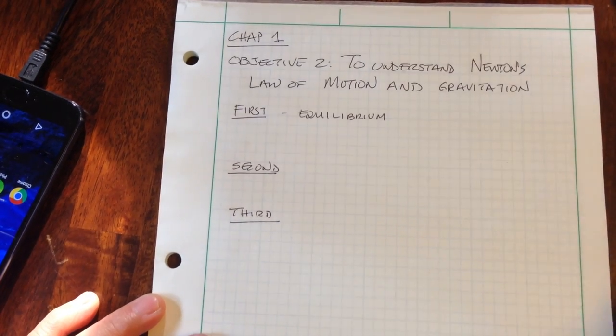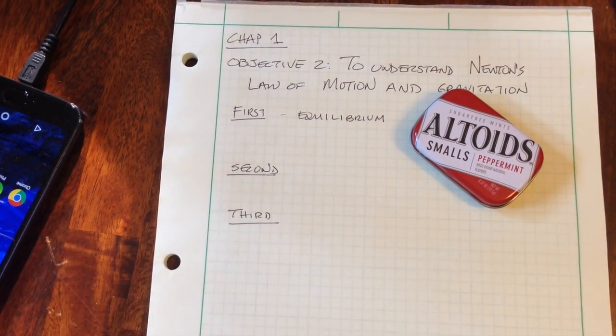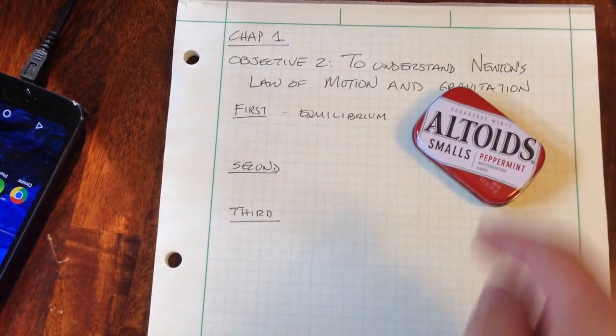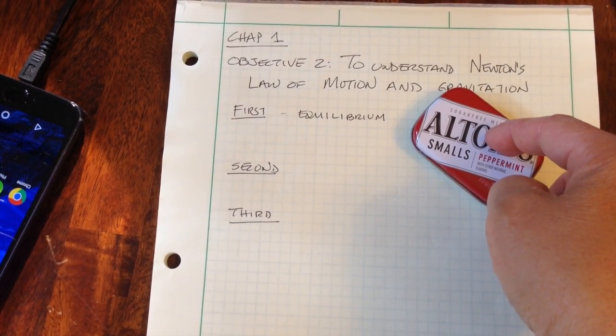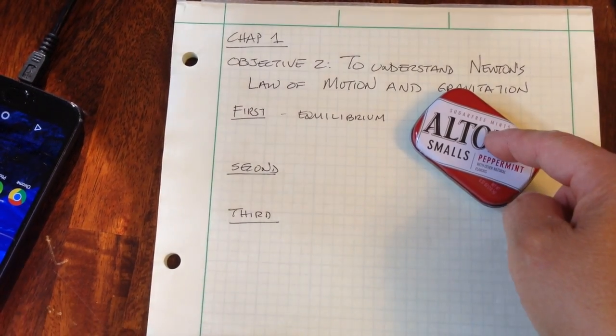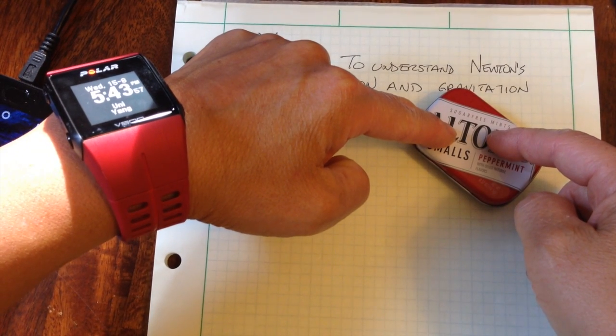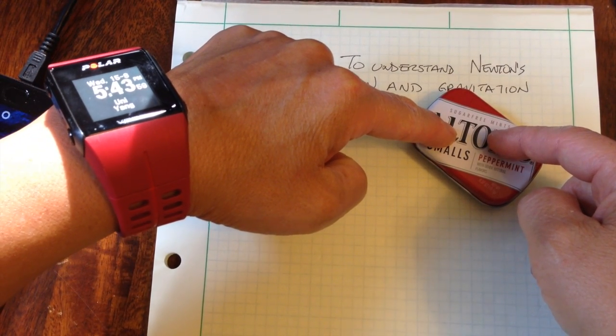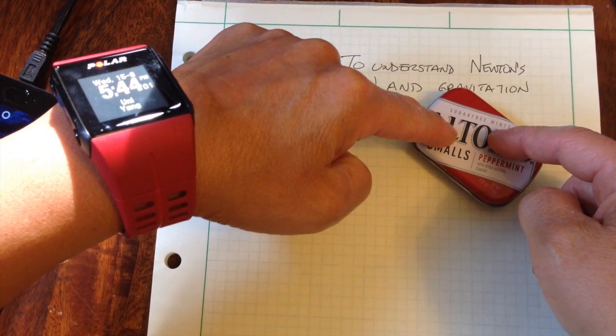meaning if I place this Altoid box on my notepad, I can apply a certain force, and I can apply another force. The box doesn't move. The box is in equilibrium. It is at rest.